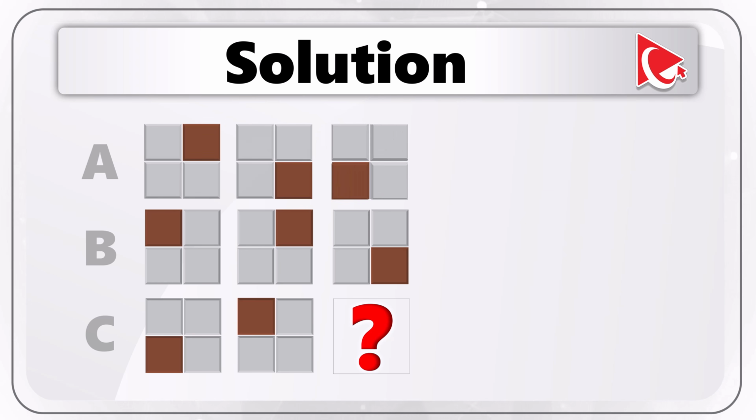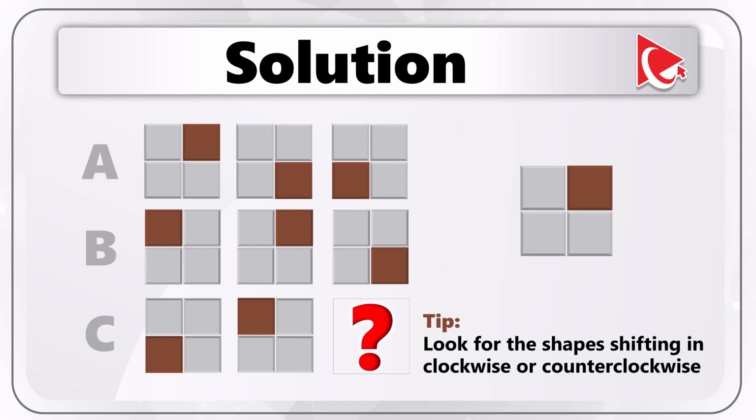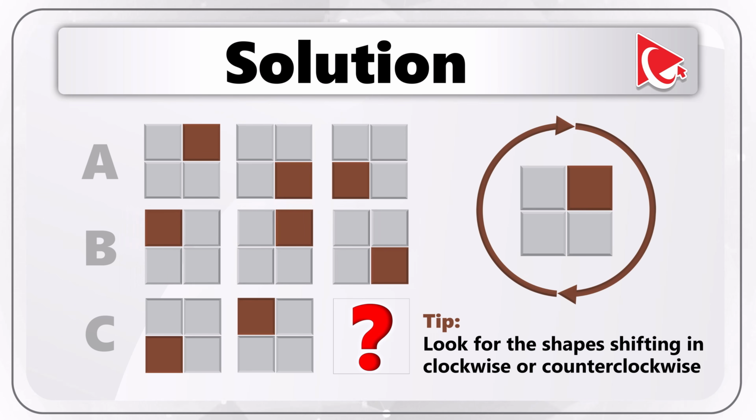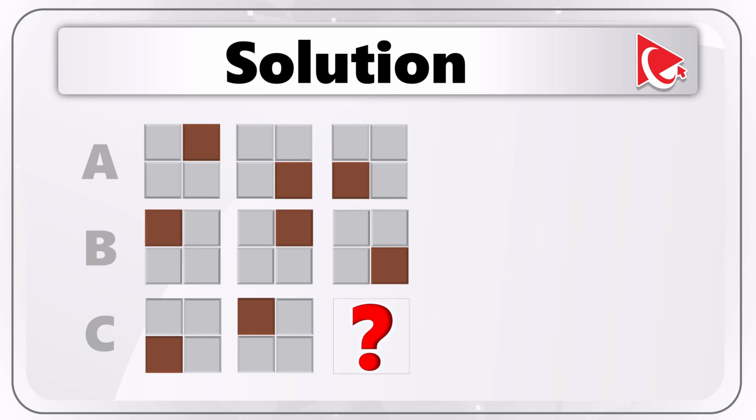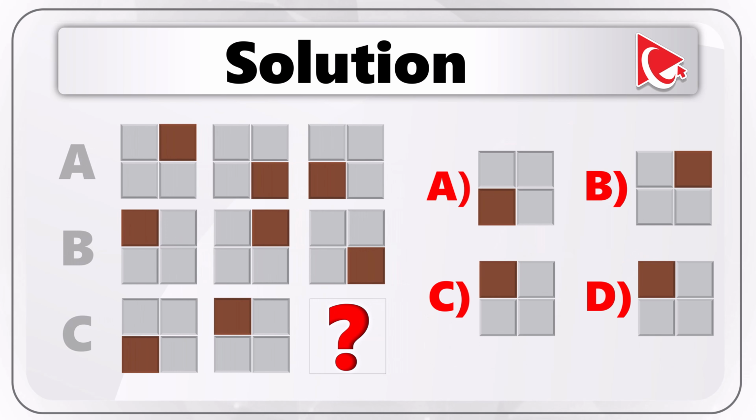If you look closely, the pattern continues in row B. One important tip for you to solve these types of problems on your own is to look for the shapes shifting in clockwise or counterclockwise patterns to determine the final solution. Once we've determined the pattern, we know how to solve this challenge. The correct answer here will be choice B, where the next darker square will be in the upper right corner.